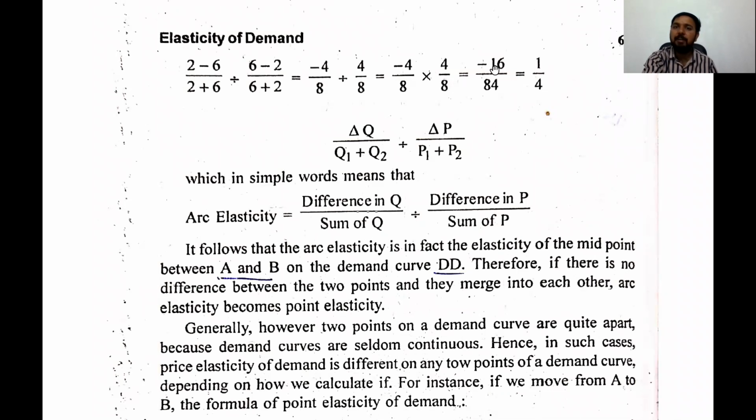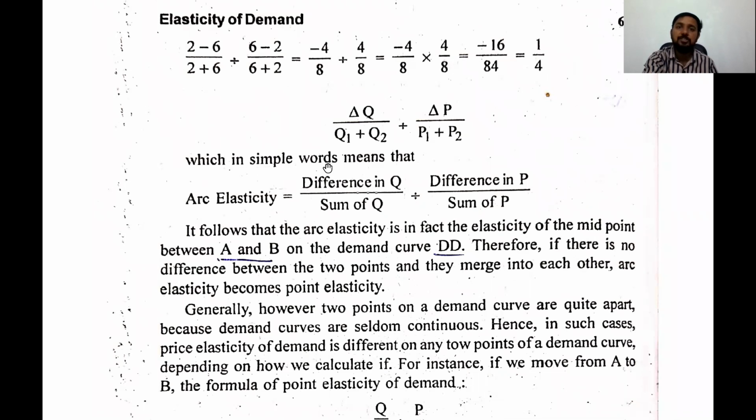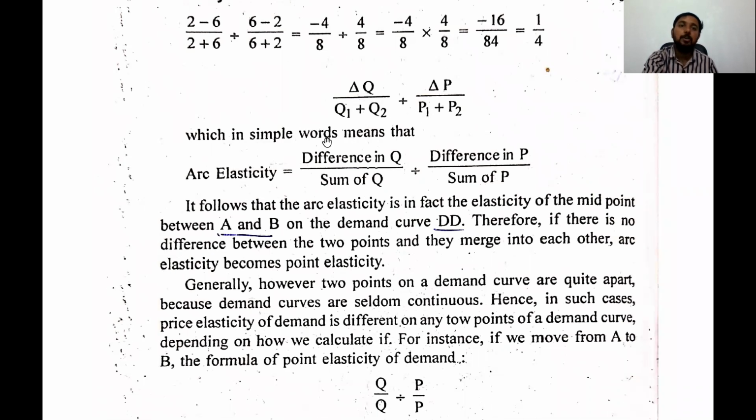So by simplifying this formula, we will get 1 by 4. In simple words, here we are given change in quantity divided by quantity 1 plus quantity 2, divided by change in price divided by price 1 plus price 2, which in simple words means that arc elasticity is equal to. So guys, here we are given the formula of arc elasticity.